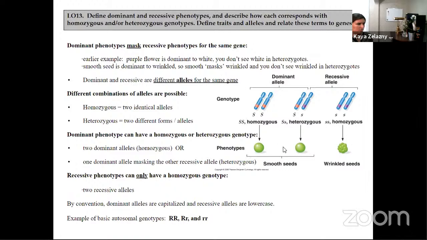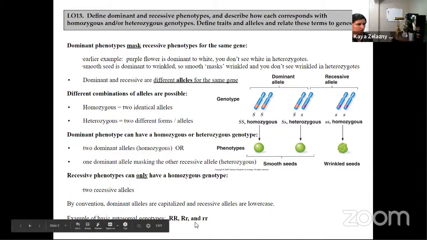When we write these out, we try to pick a letter standing for something about the gene that it expresses. In this example on the right, it's talking about smooth seeds, so they've chosen S. By convention, a capital letter means that trait is dominant, and a lowercase letter means that trait is recessive.